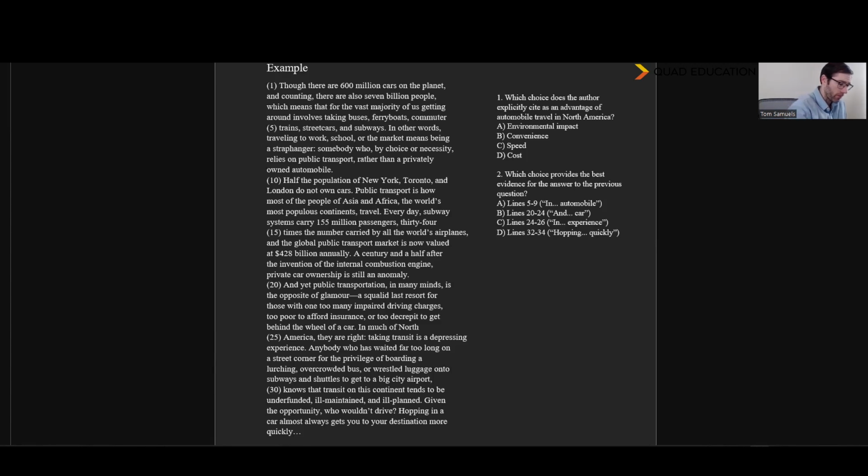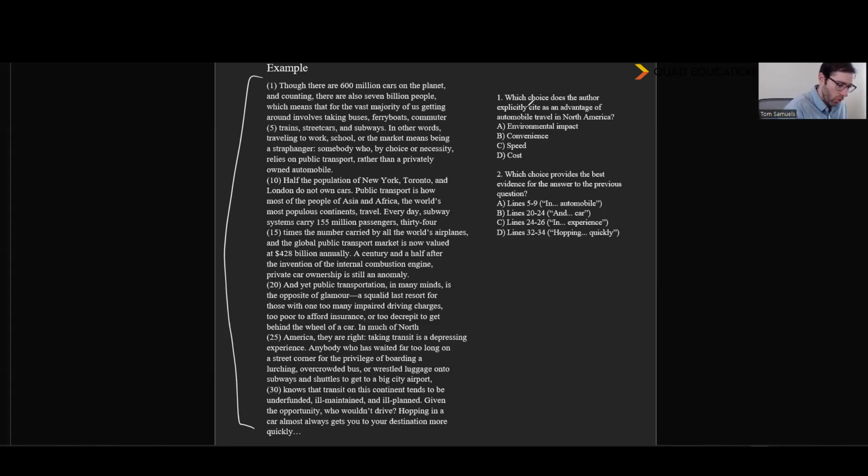So I am not going to read this gigantic text box. I am just going to read the evidence associated with the question. And the question is, which choice does the author explicitly cite as an advantage of automobile travel in North America? So explicitly is going to be a really important term there. And what we're looking for is then an advantage of automobile travel in North America.